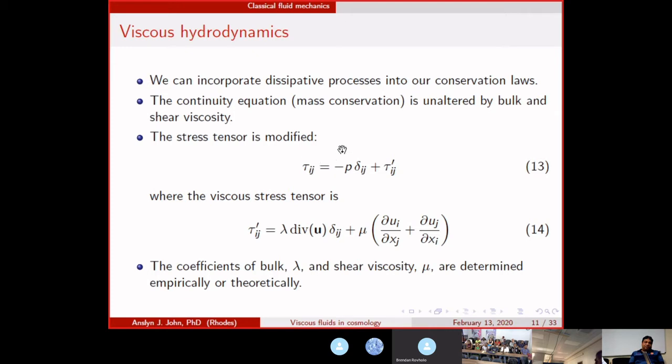So earlier I'd introduced this tau as the stress tensor, which has this isotropic pressure acting along the diagonal. But I'm now going to augment it with this tau prime, which is the viscous stress tensor. And that, you can see, depends on velocity. So there's a divergence of velocity here and velocity gradients here. There are these two coefficients, lambda and mu. They have been labeled various other things. Lambda and mu correspond to the coefficients of bulk and shear viscosity. Those are often found empirically or modeled theoretically. And these are usually temperature dependent. So the viscosity of the fluid will vary depending on its temperature.